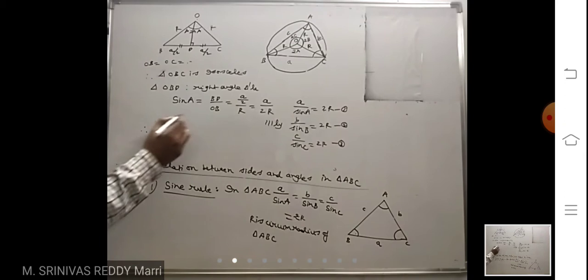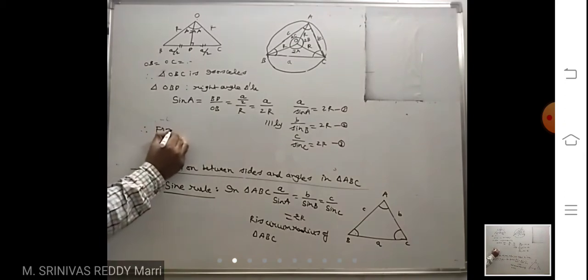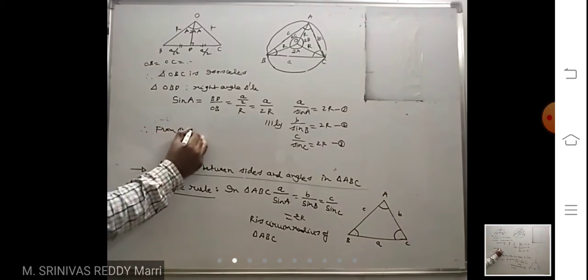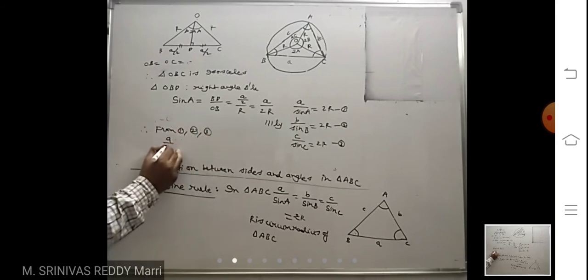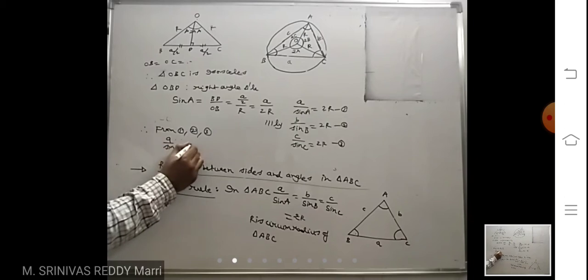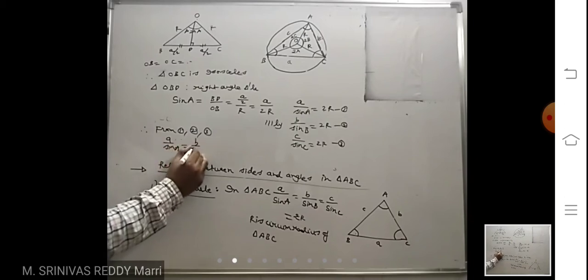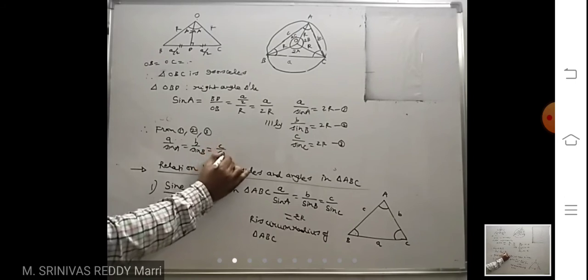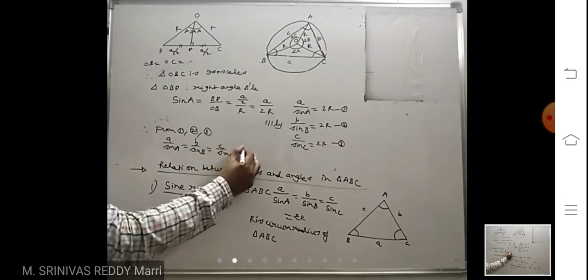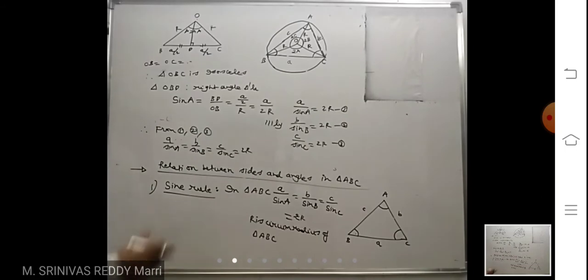Therefore, from 1, 2, 3: A by sine A, B by sine B, C by sine C, these three ratios will be the same and equal to 2R. This is the theorem, right?